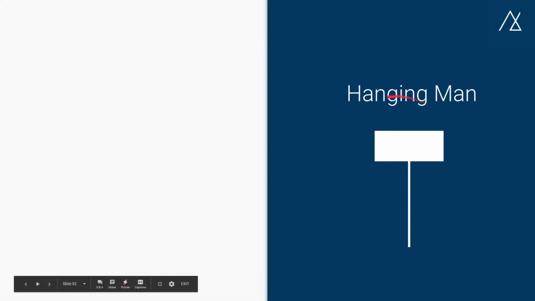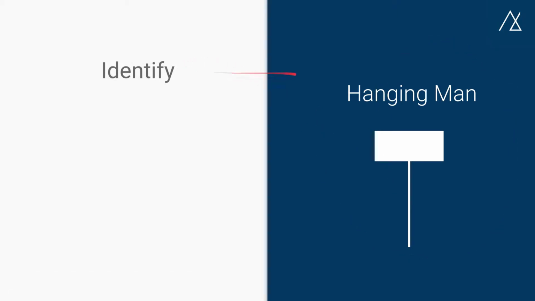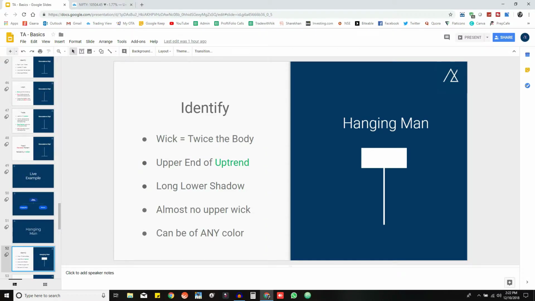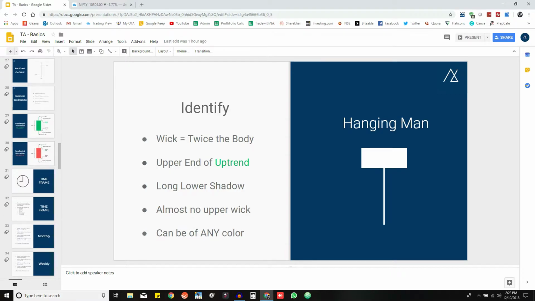So we can see a hanging man looks like this figure, and we'll see how to identify a hanging man. The wick, that is this area, should be twice the body. The body is this one, the difference between open and close.